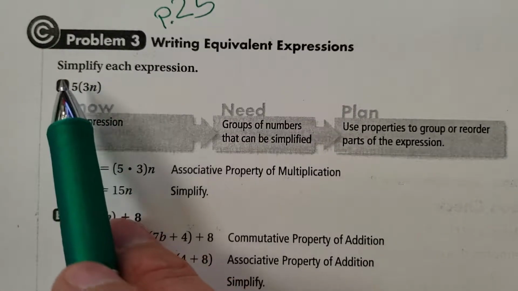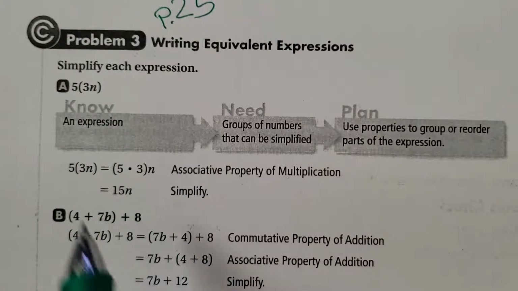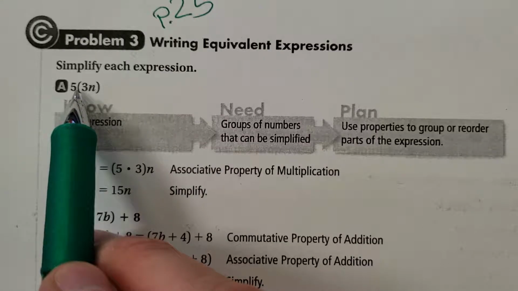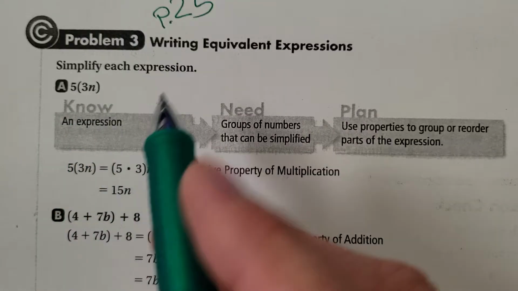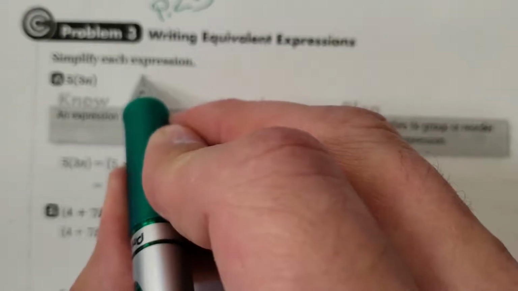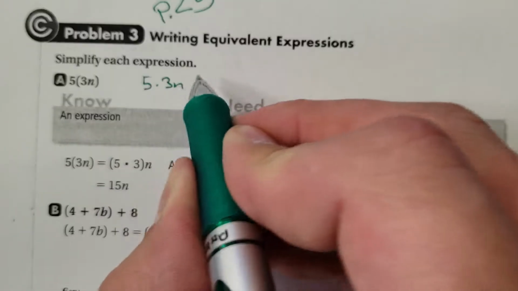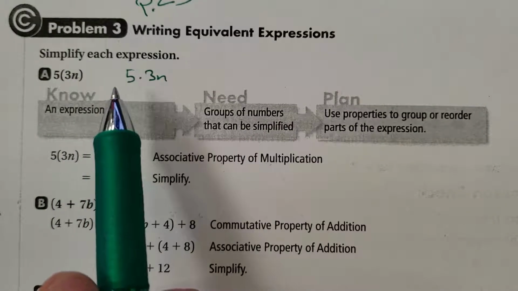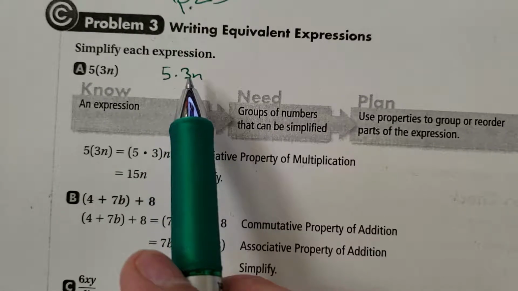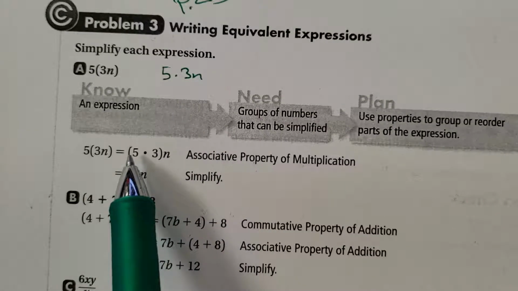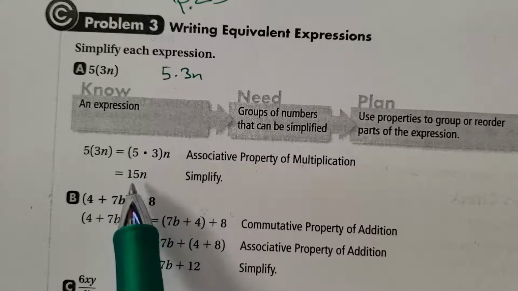So we are simplifying each expression. Right here we're taking 5 times 3n. Now the brackets are confusing here. This is actually just the same thing as 5 times 3n. When you're multiplying a number times a number-variable combo, the only thing that happens is you take the numbers times each other and you leave the variable alone.